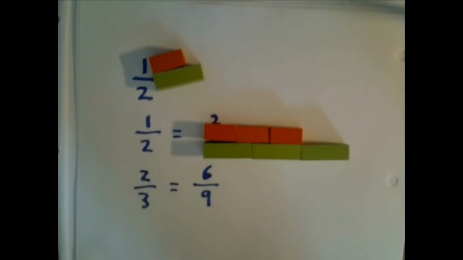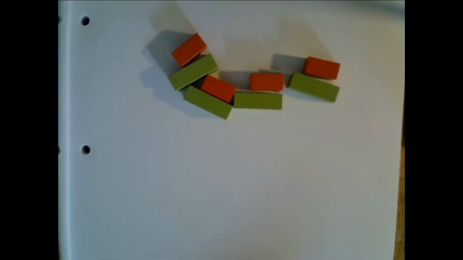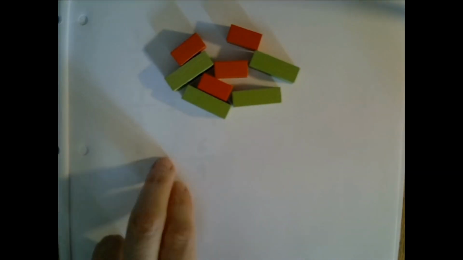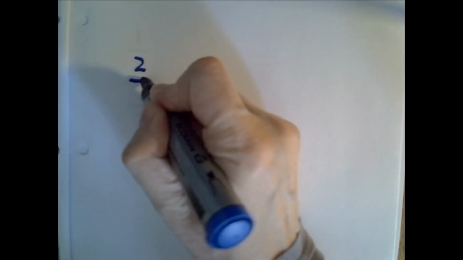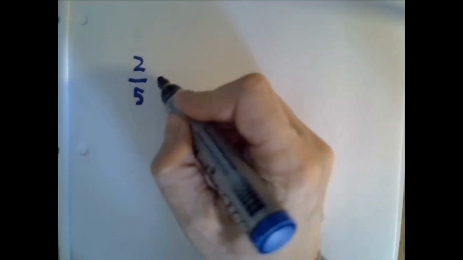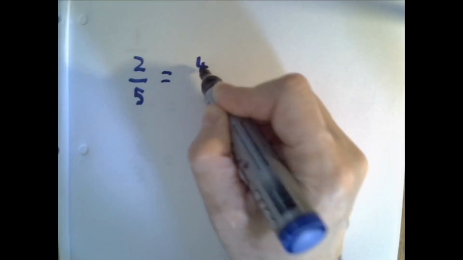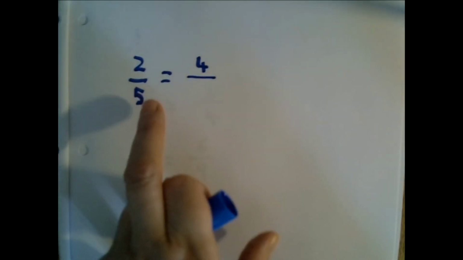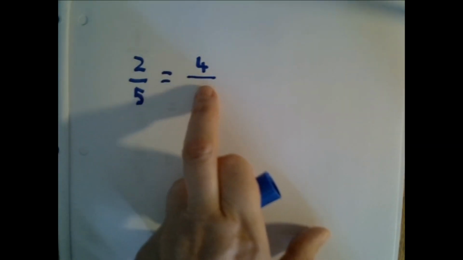Okay, let's make some more. Put this under here. Let's say we had 2/5. And we actually wanted there to be a 4 on the top. How could we change 2/5 into something that has 4 on the top?